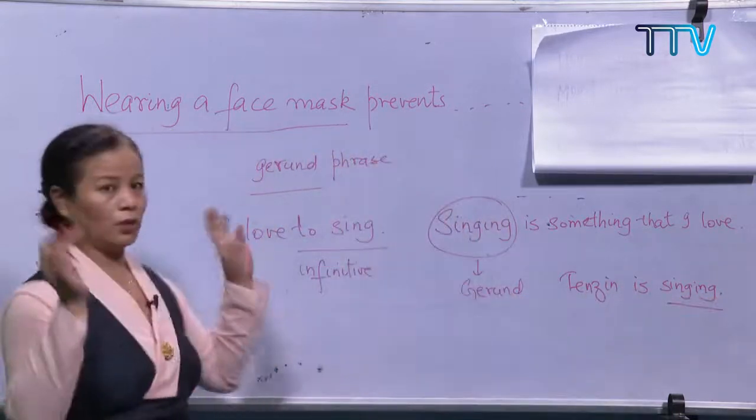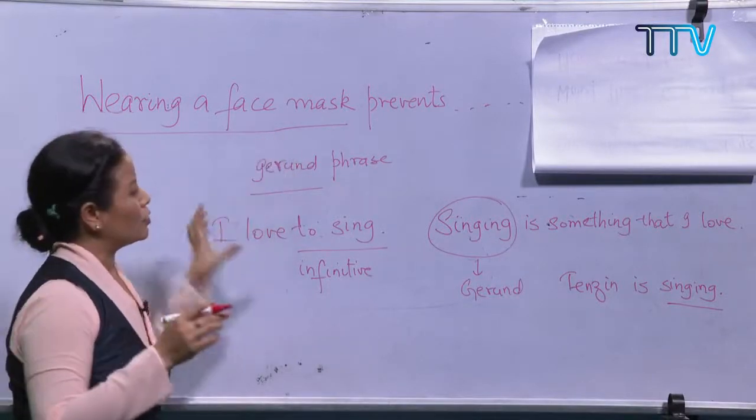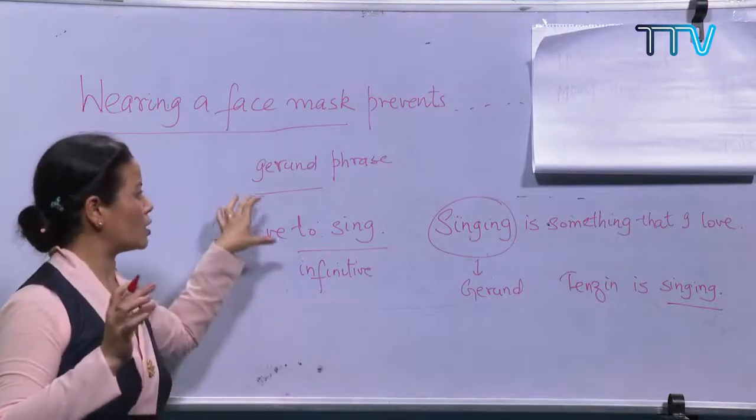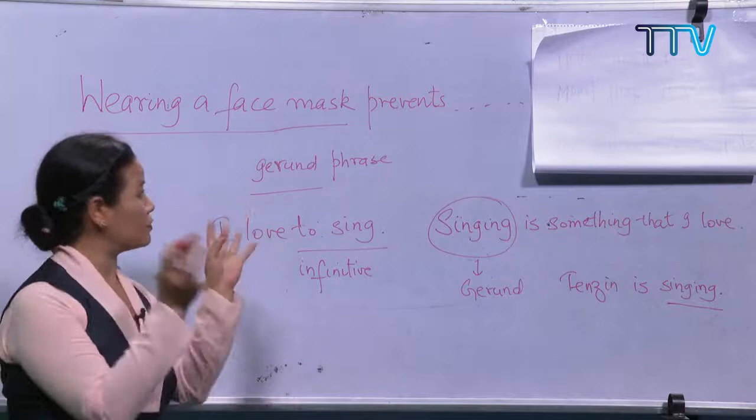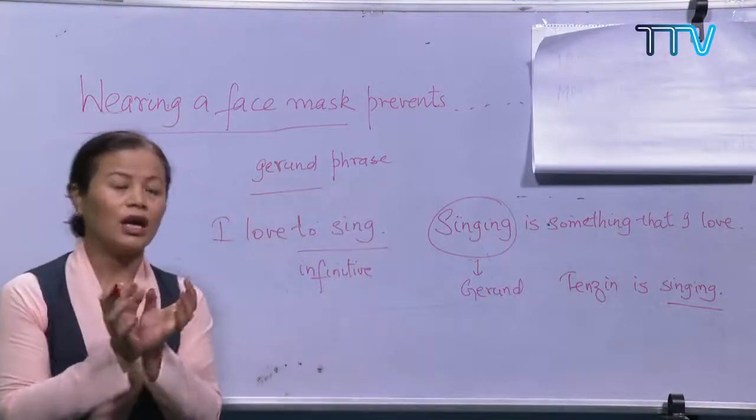So I hope you are clear now with what a gerund is. It looks like a verb, but actually it's not a verb. It's functioning like a noun. So it's an activity, like singing is something that I love. So singing is that activity, that is a noun, right?